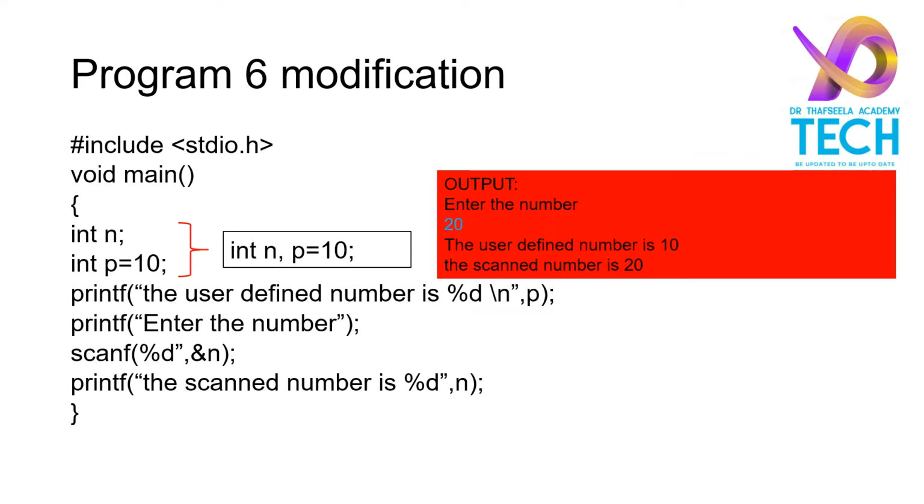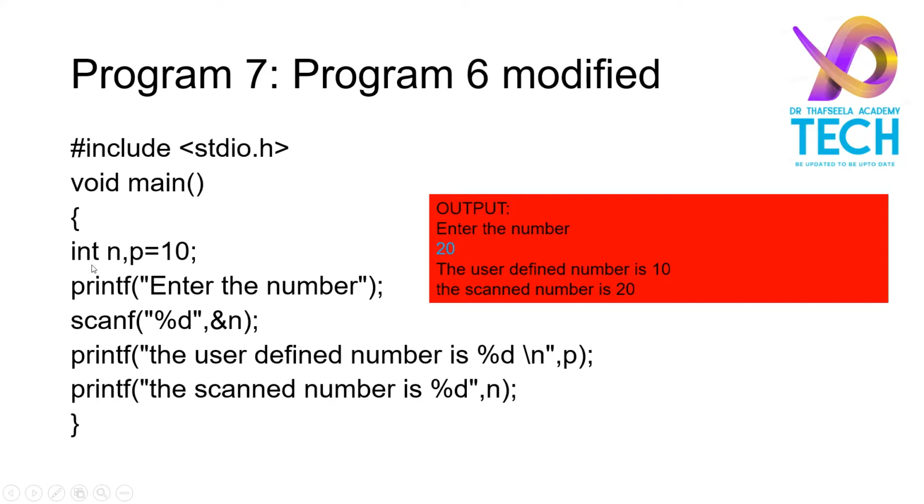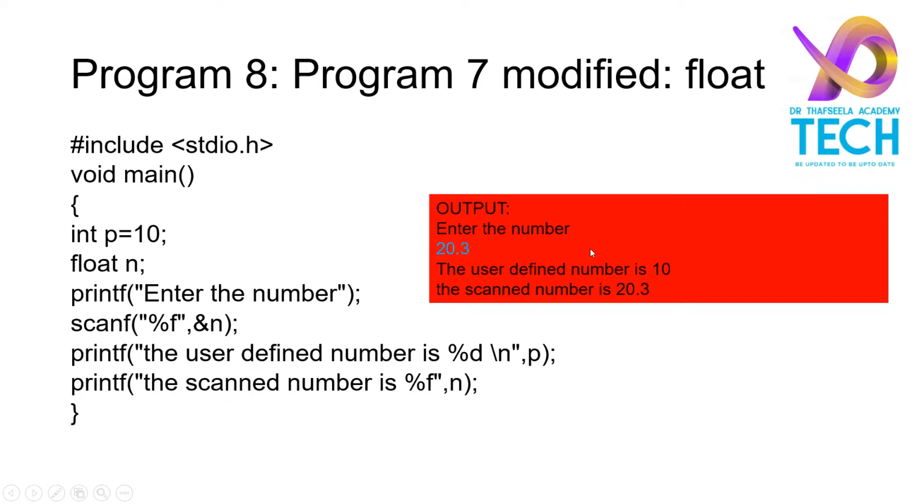Now what we are going to do is modify program 5 a little. Over here we mentioned int n, then again we mentioned int p equal to 10. Instead of writing int n and then again int p equal to 10, we can just write int n, comma, p equal to 10, which means the same thing. Then enter the number, scan the number, print the user defined number, print the scan number, and the output is the same.